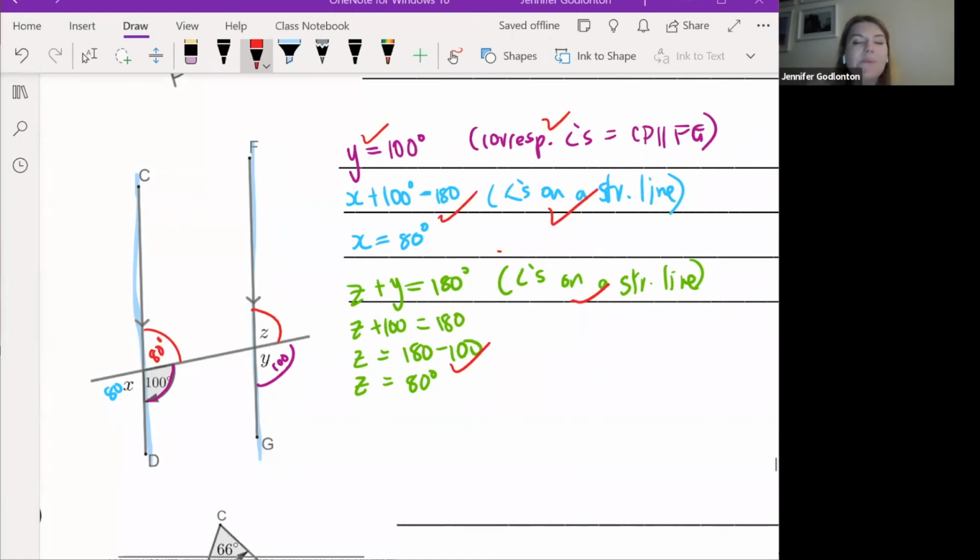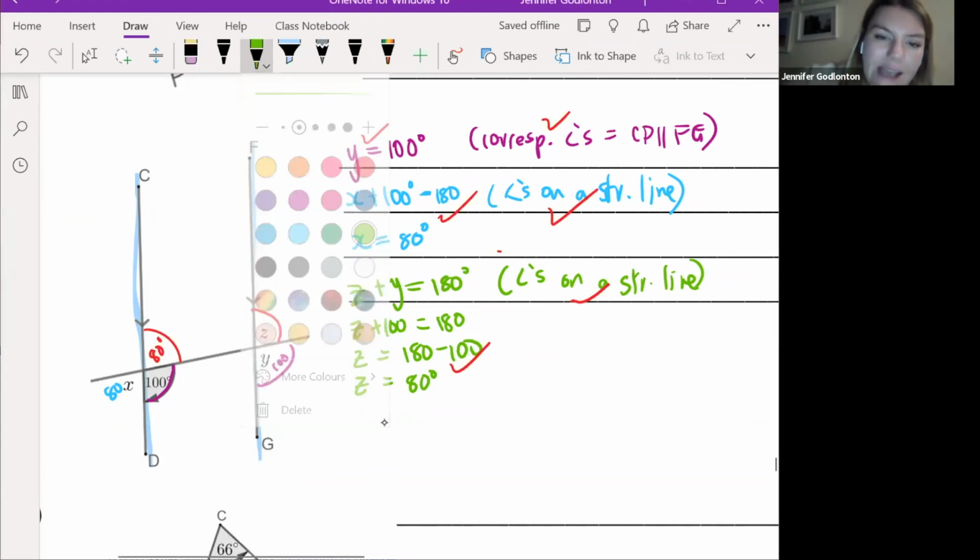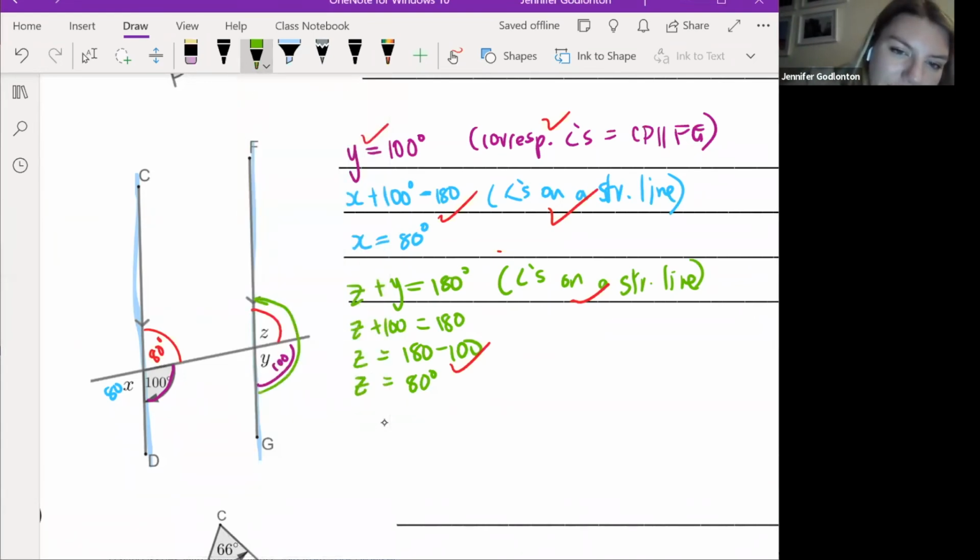Okay. Yes, Marby. Math focus, I like it. Okay, the green part over here is saying that Z plus Y, those two together, have to equal 180 because they are also on a straight line. We already found out that Y was equal to 100, that's why we changed Y to 100. So we said Z plus 100 is equal to 180 because it's a straight line, and then we just said 180 minus 100. So Z is equal to 80.